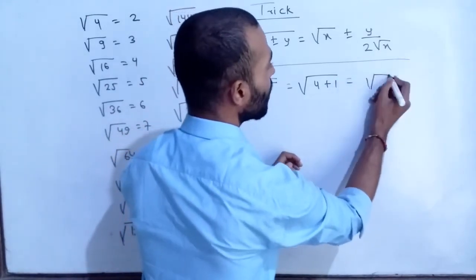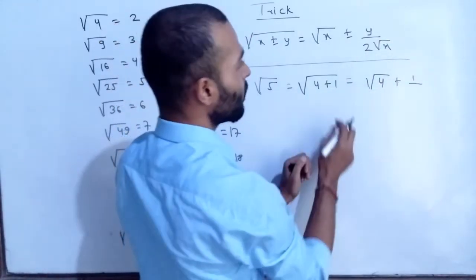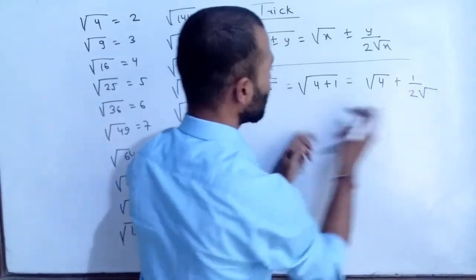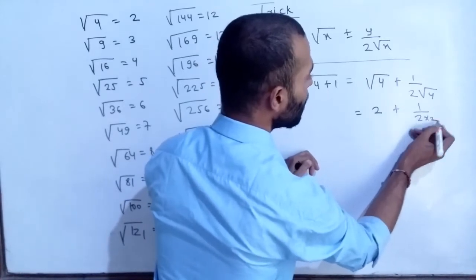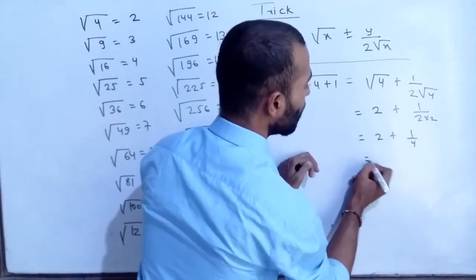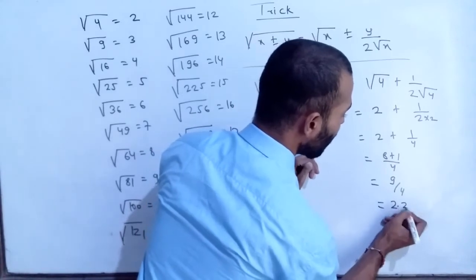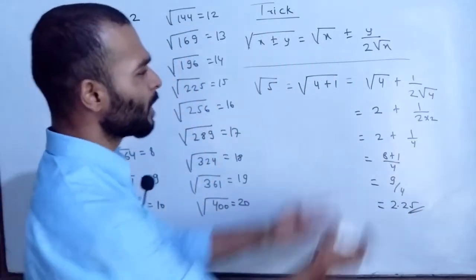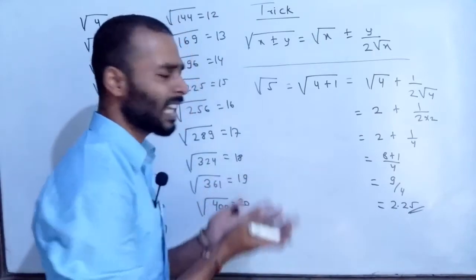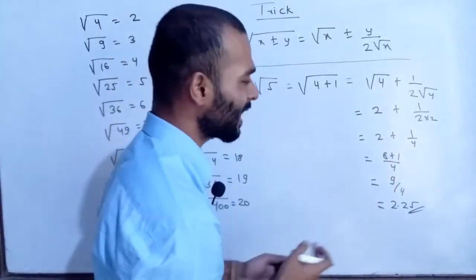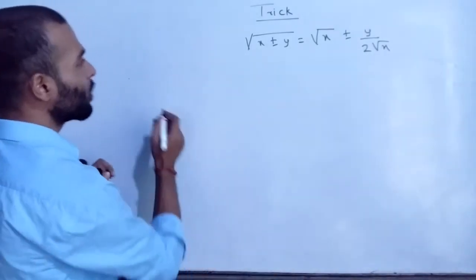So now we can write root 4 plus 1 by 2 root x, x is 4. Root 4 equals 2, plus 1 by 2 into 2, equals 2 plus 1 by 4, equals 8 plus 1 by 4, equals 9 by 4, and our answer will be 2.25. So easily you can calculate the square root of a number without using the calculator in just 5 or 10 seconds.